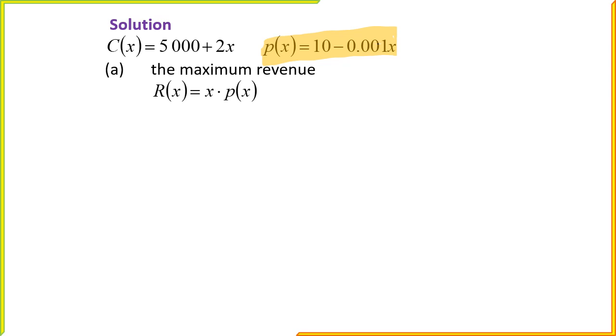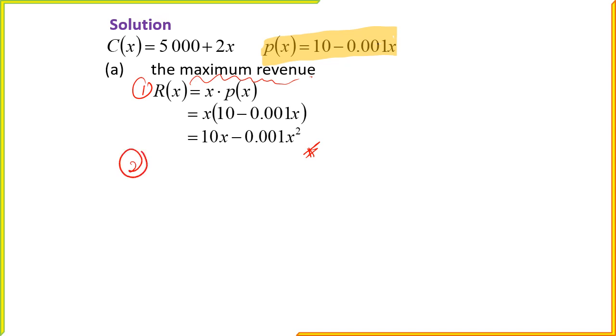So x multiplied by p of x will be x multiplied by 10 minus 0.001x. So the revenue function will be 10x minus 0.001x squared. So this is our R of x. Okay, so now we have the revenue function. The next step is to find the value of x when the maximum revenue exists, which means we have to find the value of x when R prime x equals 0. Now find R prime x. So the second step is to differentiate R with respect to x.